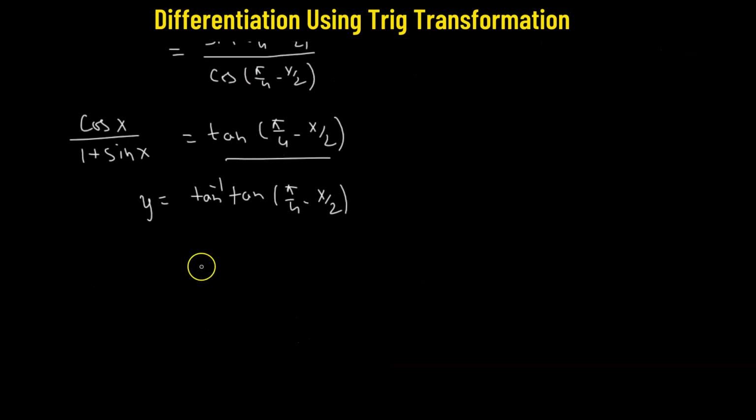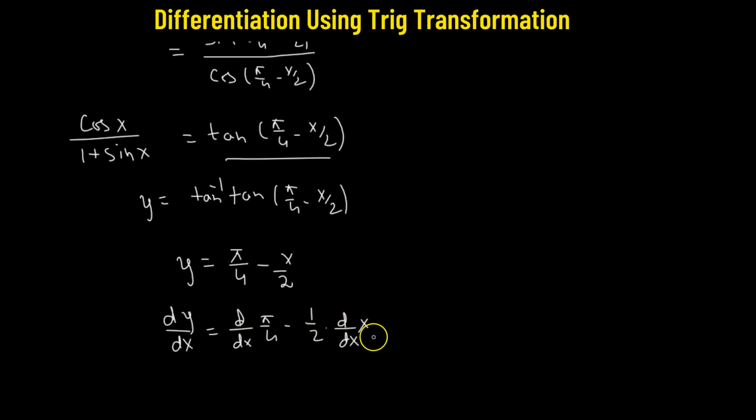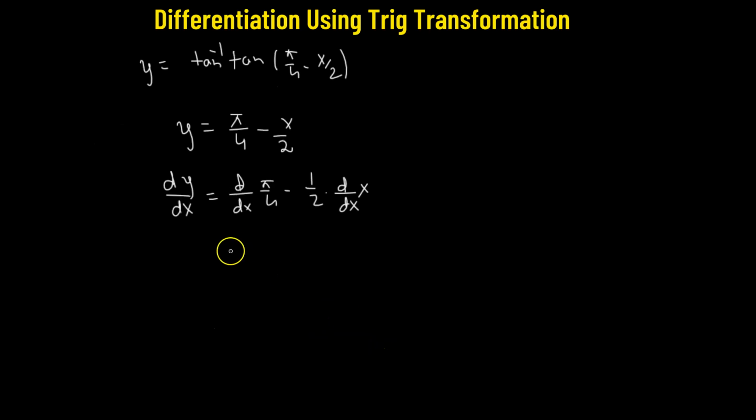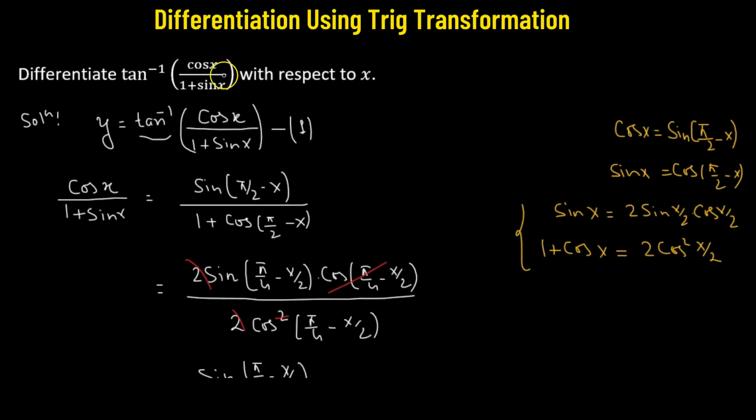Now when doing so, the tangent function will go away and this will leave us with pi over 4 minus x over 2. Now this is a very simple form. We can take its derivative on both sides with respect to x. So we have derivative with respect to x of pi over 4 minus half multiplied by derivative with respect to x of x. So pi over 4, that's a constant, with a derivative of 0. Minus half times derivative of x with respect to x, which is simply 1. So we have obtained dy over dx equals negative half. So this is the answer. That means the derivative of our given function, which is tangent inverse of cosine of x over 1 plus sine x, is equal to negative half.